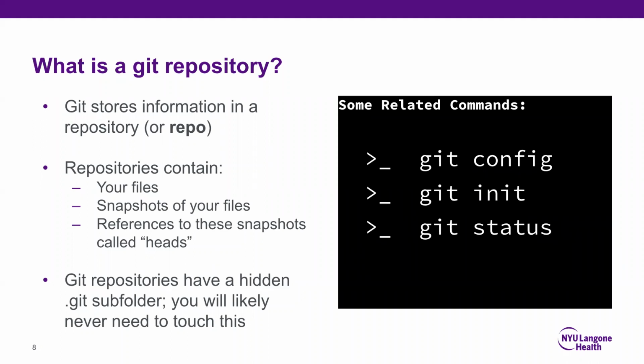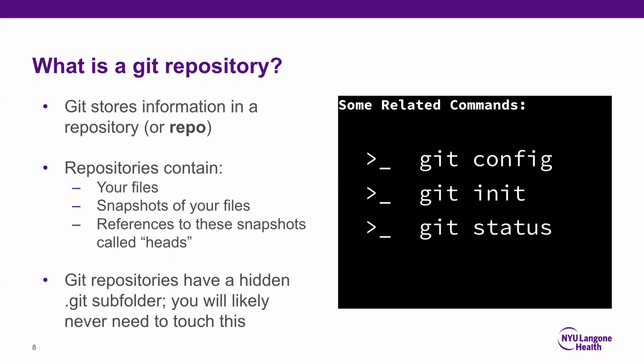Your most recent commit is where your head should be in a repository. And we'll see this when we get onto the command line and doing some hands-on work. Git repositories have a hidden .git subfolder, and it is unlikely that you will ever need to touch this. It is an invisible file, and it's created when we initialize a Git repository in a directory.